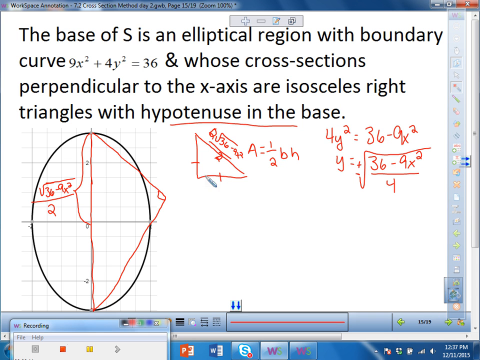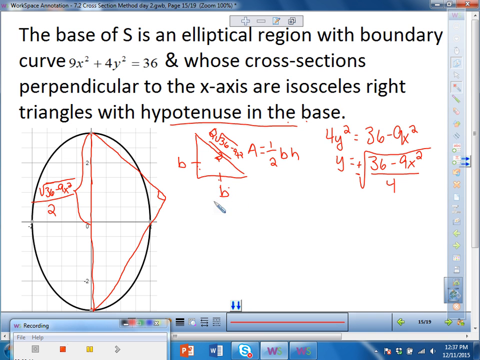I need to figure out these lengths. How can I do that? Because my hypotenuse is in the base. My hypotenuse is in this region. I'm told that. The hypotenuse is in the base. So the hypotenuse is the distance from here to here. Okay? Now, how do I find this side? I know these two sides are congruent, so I don't want to call them x because we already have an x here. What do you want to call them? B?